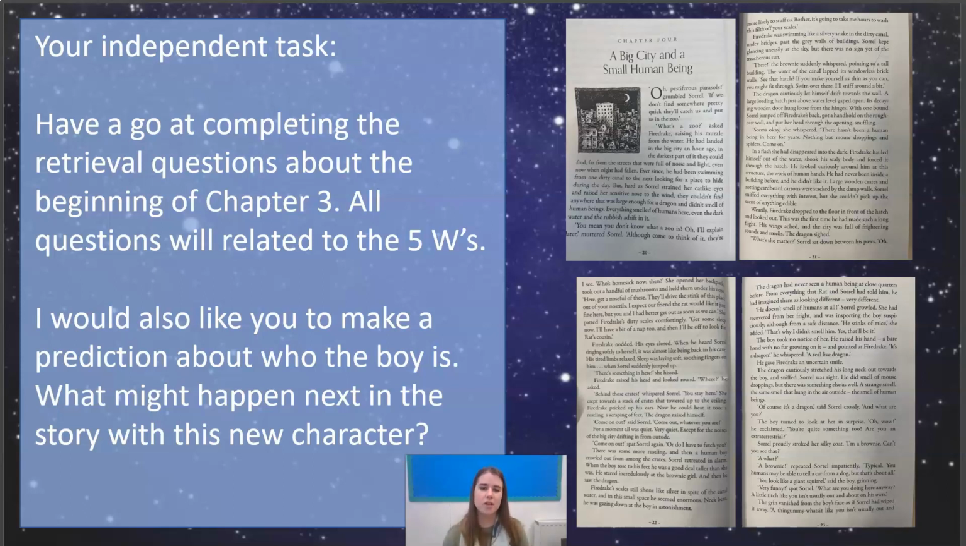Once you've done that, I would like you to then make a prediction about who you think this boy is. Okay, think about what might happen next with this boy in the story. Is he going to be helpful? Is he not going to be helpful? Is he going to capture them? Is he going to be trustworthy?